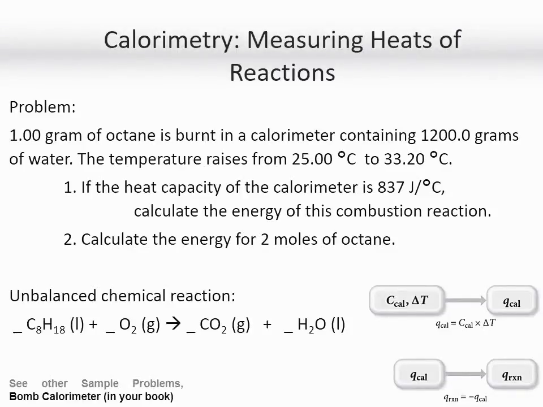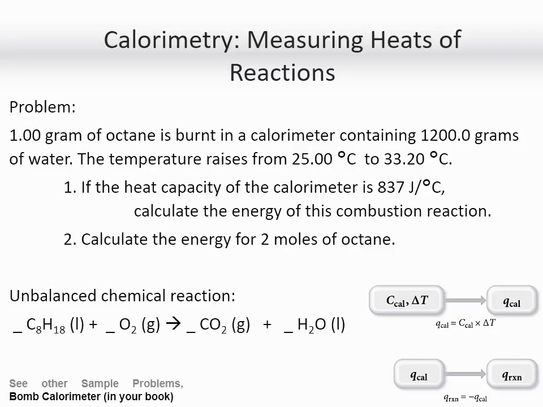Let's look at this specific problem. The problem reads that we have 1 gram of octane, a specific mass, that is poured in a calorimeter that contains a very specific amount of water, in this case 1200 grams. The temperature goes from 25 to 33.2. We're also given the heat capacity of the calorimeter, 837 joules per Celsius, and we need to calculate the energy of the combustion reaction for this 1 gram of octane.